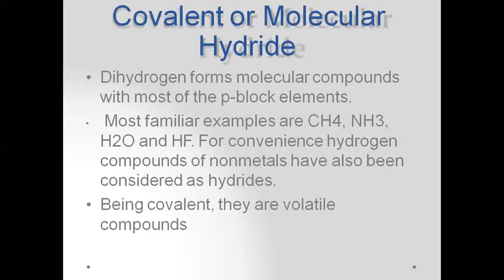Okay. Next is covalent or molecular hydride. Dihydrogen forms molecular compounds with the p block. Ionic compounds form with the s block elements. Covalent or molecular hydrides form with the p block elements. The p block starts from carbon to the halogens. Noble gases are not included in this because they have a complete octet. They do not react with metals or non-metals, for stability.